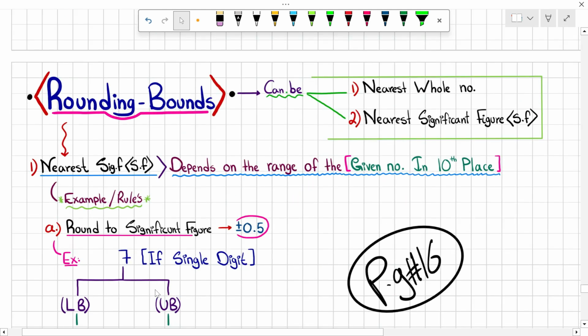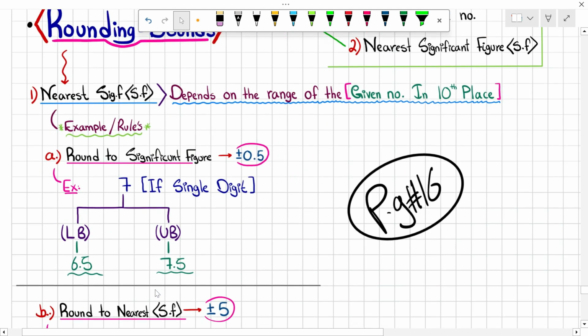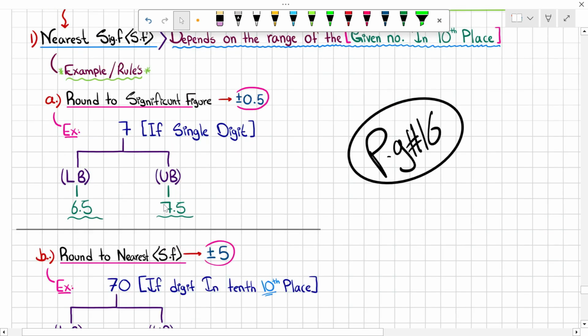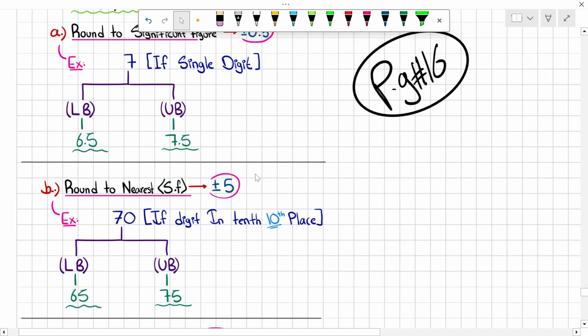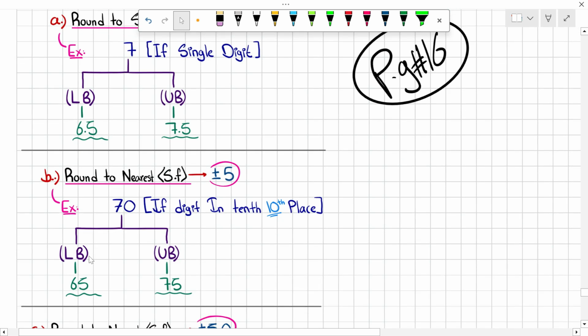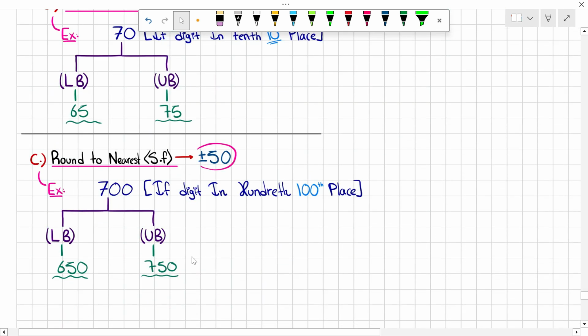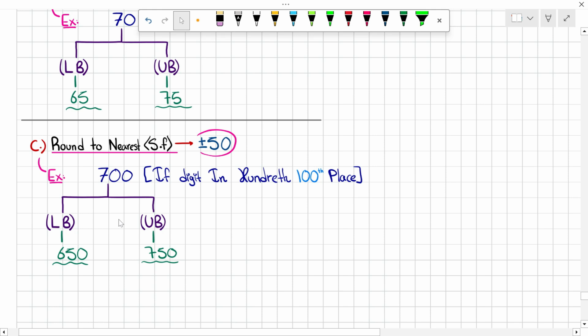If we're doing significant figures, then to the nearest significant figure, plus minus 0.5 if it's a single digit. If it's a digit in the 10th place, plus minus 5. So 70 will be 65, 75. If it's a digit in the 100th place, plus minus 50. So 700 will be 650 and 750.